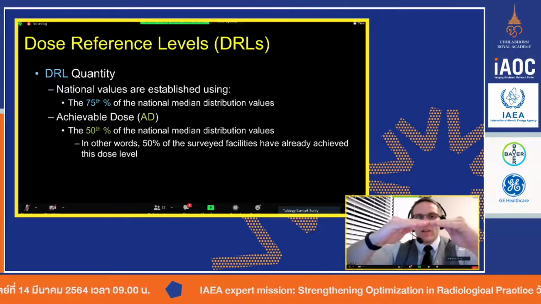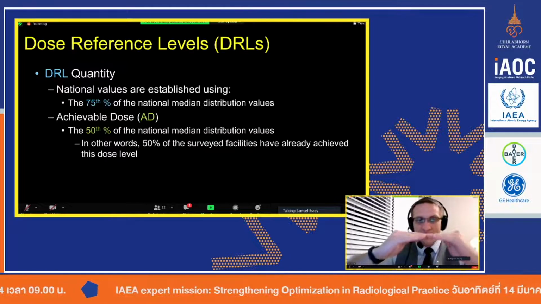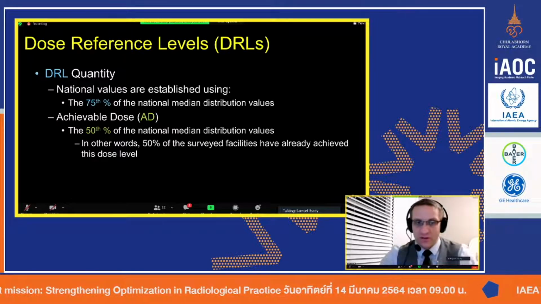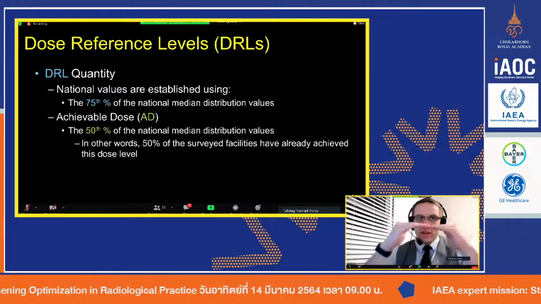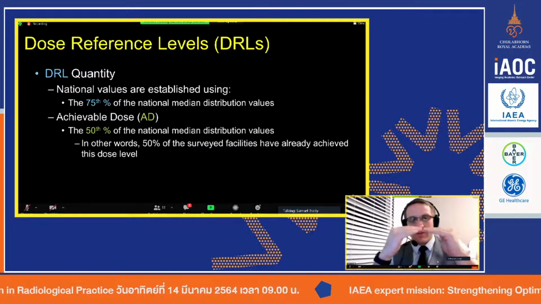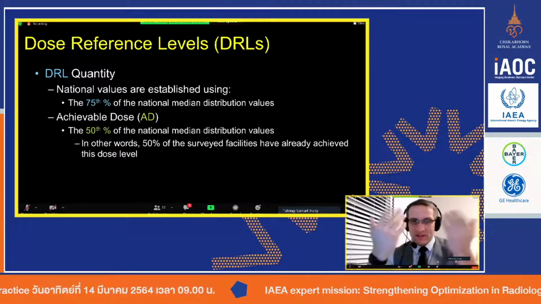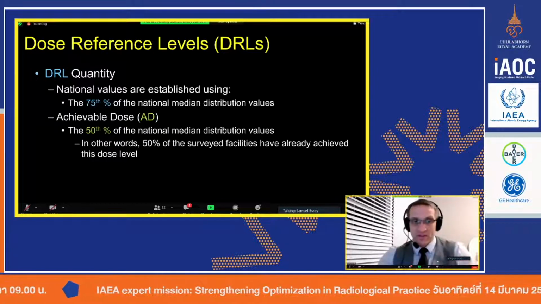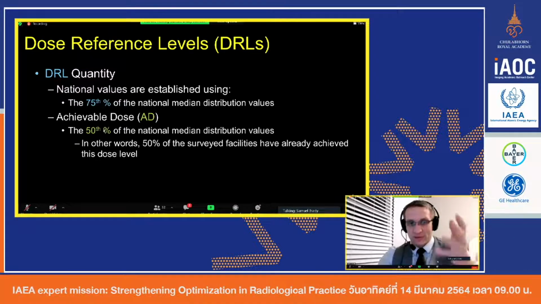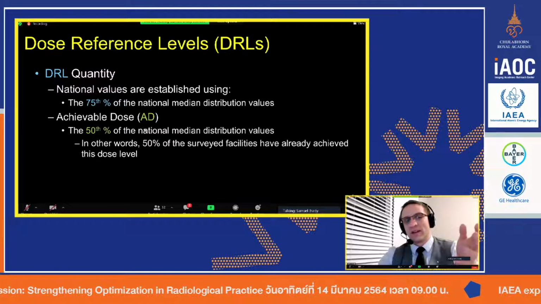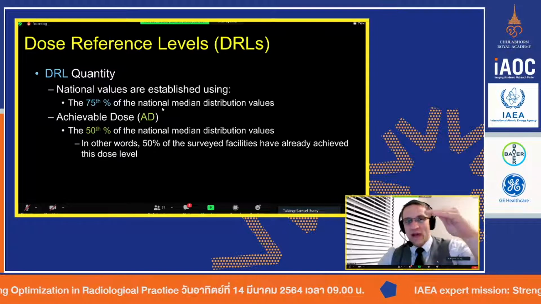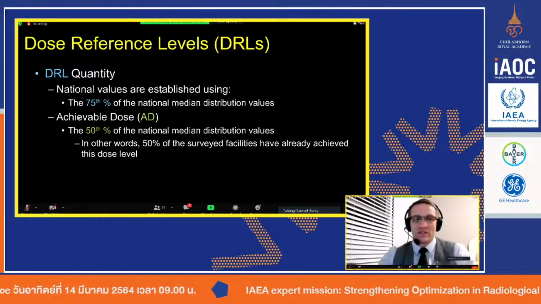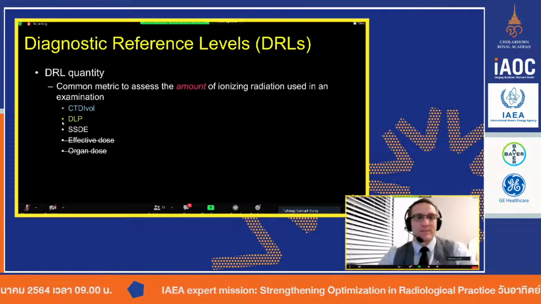And then the second value is at the median, the 50th percentile. And that is what we consider the achievable dose. If the majority of people are imaging at or below the 75th percentile, 75% of all the hospitals, that's a good thing. But there are still 50% of the hospitals that are imaging at this value, the median. And so the goal would be that if you are at the 75th percentile, maybe you can lower yourself down to the 50th percentile. And that's why we call it the achievable value. And I'm going to give another example of that today.